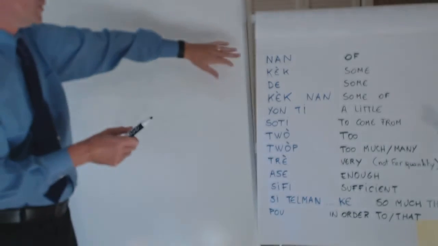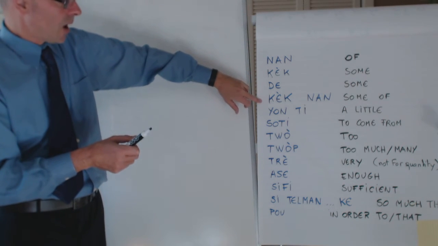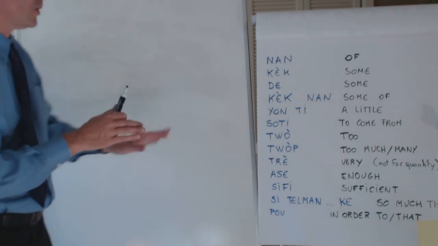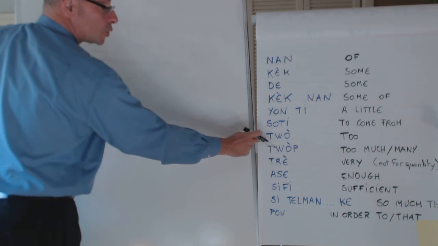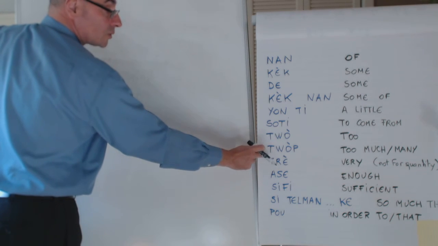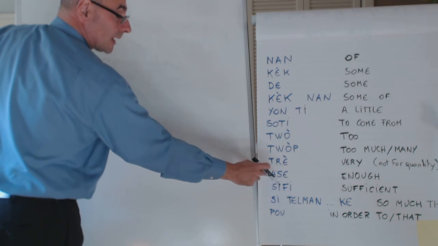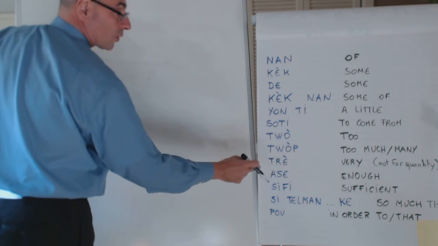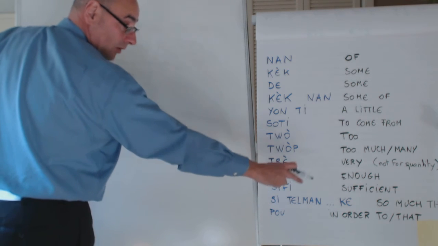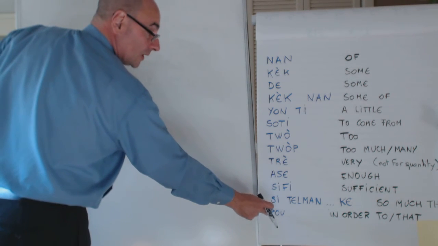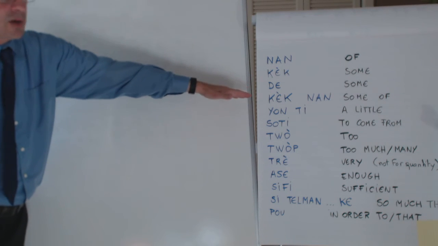A couple of things when we talked about them: quand, kek, de, kek non, some of, yonti, we use it all the time. So we are going to use those sorti to come from that verb. Trop, too, too much, très, it's not for quantity. So for quantity, that will be en pile. Assez, enough, suffi, sufficient, si tellement, so much, we talked about it. In order to, that's pou. So those things, try to get familiar with them.